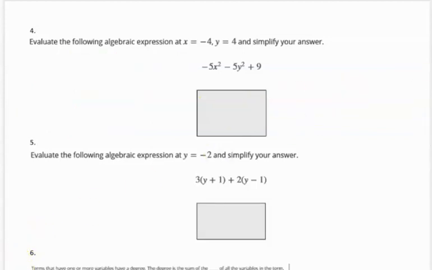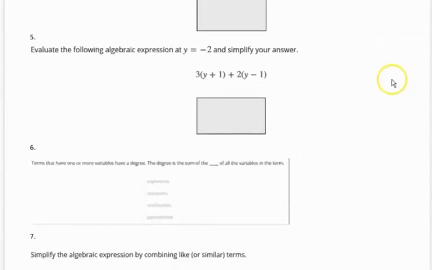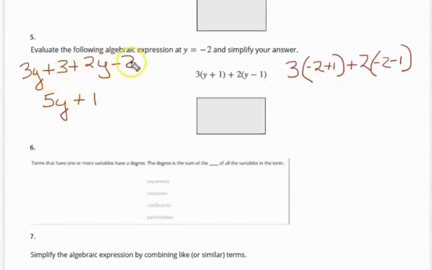Now, the next one, I'll let you work on that. There are a couple of ways to do it. You could distribute, collect like terms, and then substitute. Or you could substitute here, get all numerical values, and solve it. Let's see what you get. I'll do it both ways for you.